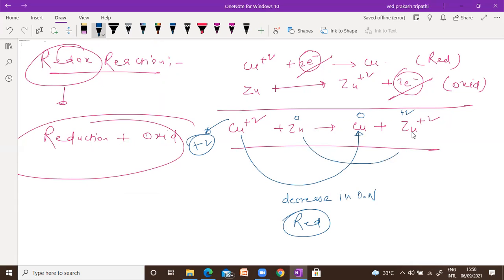So we can say zinc will oxidize, meaning an increase in oxidation number. So we can say it will oxidize. So, oxidation. Any doubt about this? I don't think that it is very clear. So when reduction and oxidation occur in a chemical reaction, then we can say it is a redox. So this is a redox reaction.